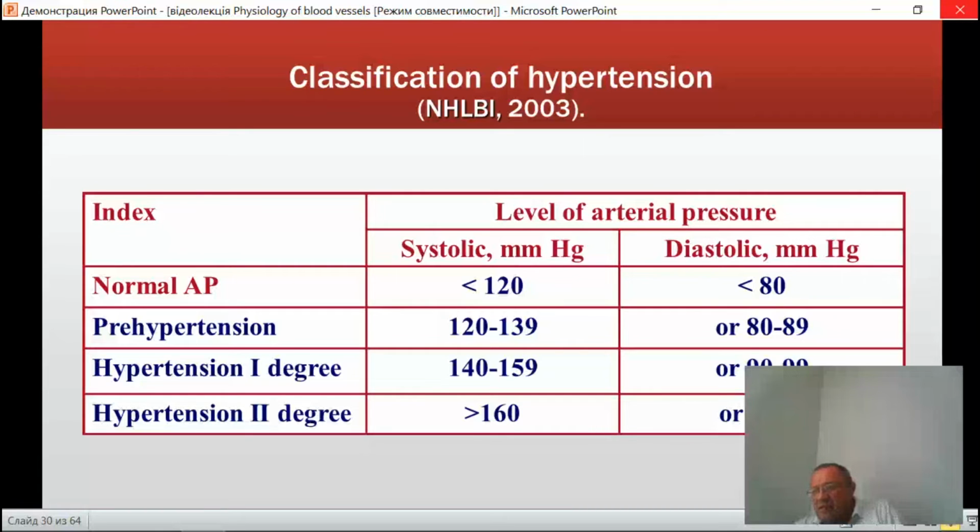Hypertension, first degree, is systolic from 140 to 159 millimeters of mercury and diastolic from 90 to 99 millimeters of mercury, and hypertension second degree is more than 160 for systolic blood pressure and more than 100 for diastolic blood pressure.